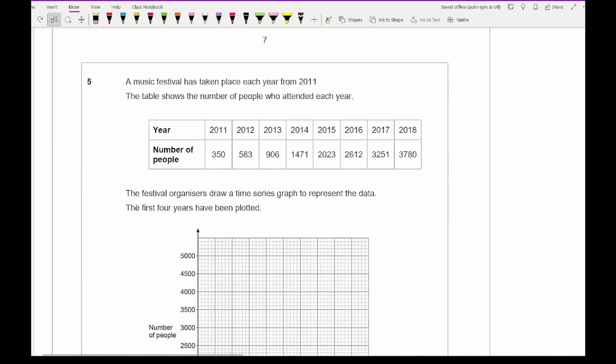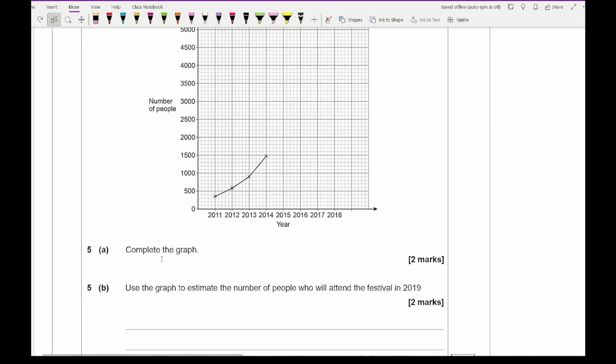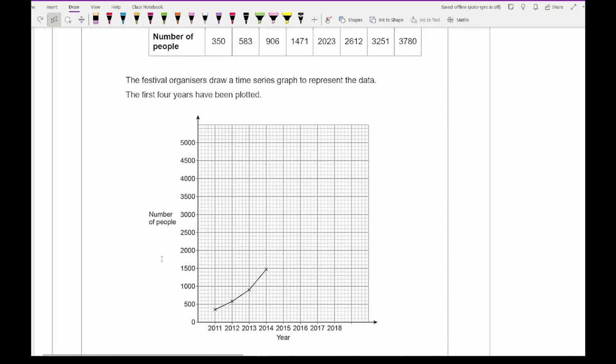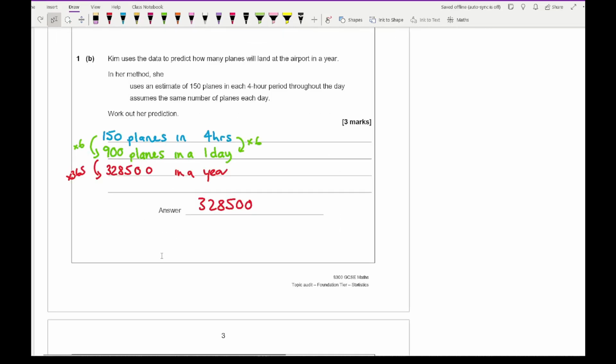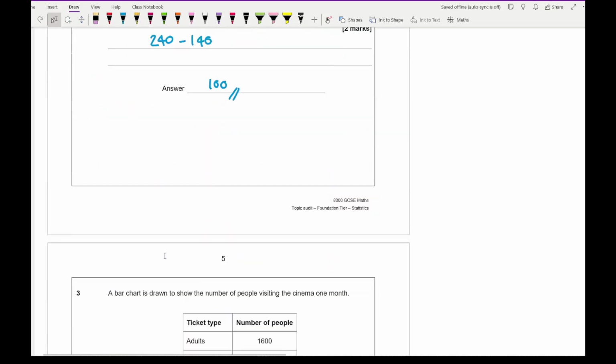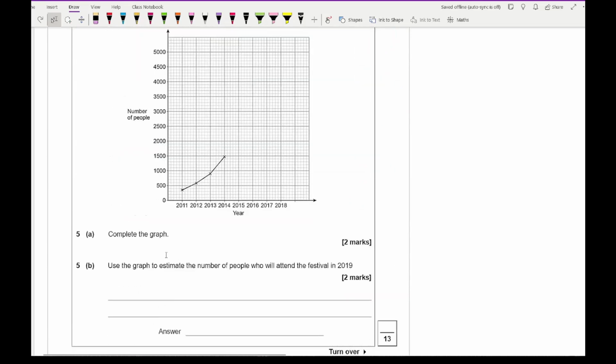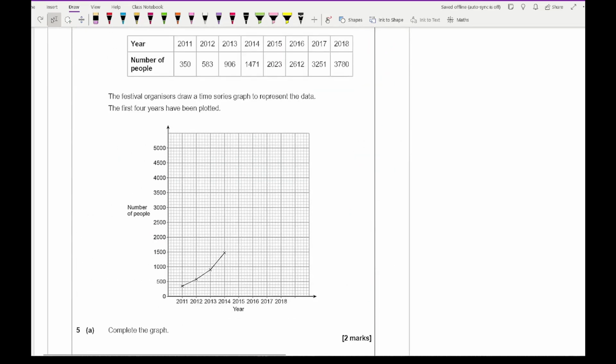Now moving on to question 5, it says a music festival has taken place each year from 2011. The table shows the number of people who attended each year. The festival organisers drew a time series graph to represent the data. The first 4 years have been plotted, and for part a it says complete the graph. So all we need to do here is basically add the next couple of years after the 4th one. So let's just go back to the question. Here we go. And you want to make sure that you can see the table.